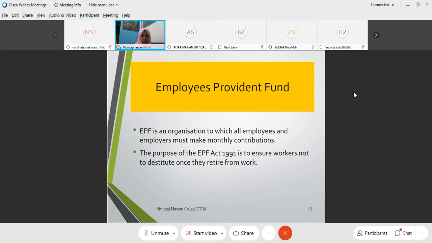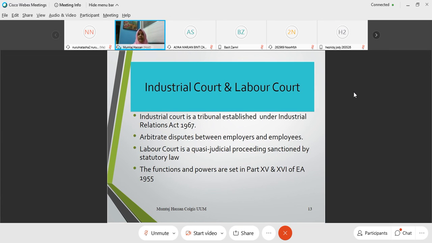EPF is here. Okay, I don't want to explain again. And we have the industrial court and the labor court. These are two different courts. The industrial court is a tribunal established under the Industrial Relations Act. Okay, so it's a tribunal under the Industrial Relations Act, and it arbitrates disputes between employers and employees.